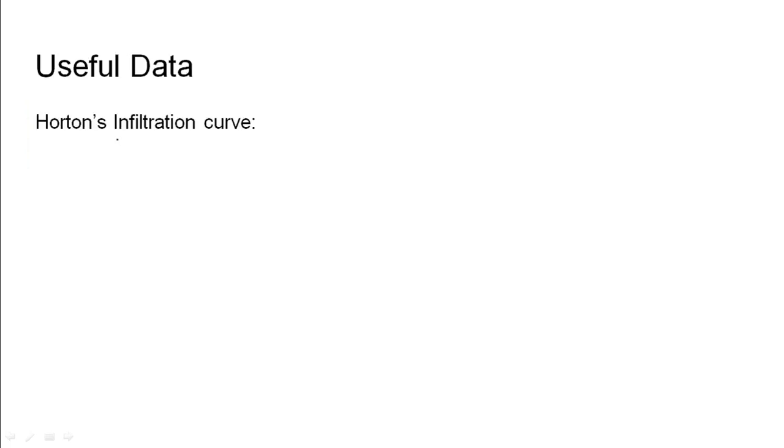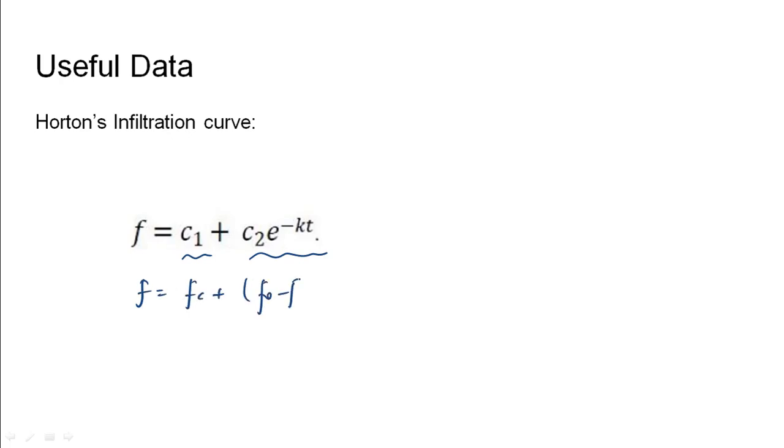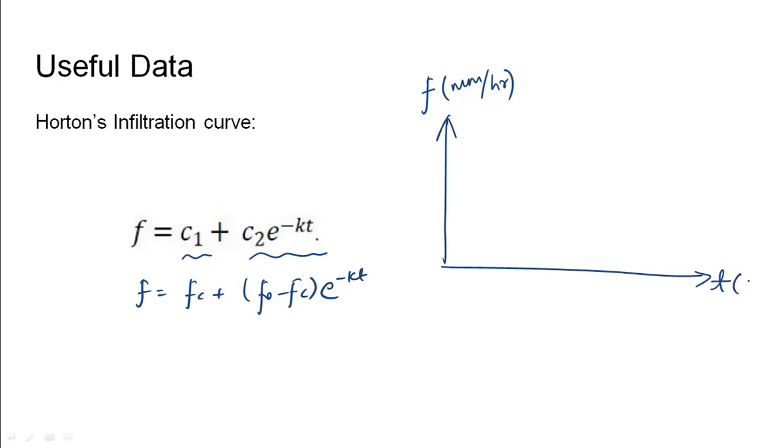When it comes to the Horton infiltration curve, it is given by F equals C1 plus C2 e power minus kt. Another format that is used is Fc plus F0 minus Fc into e power minus kt. To visualize this on the coordinate system, we represent the infiltration in millimeters per hour on the y-axis and time on the x-axis in hours.